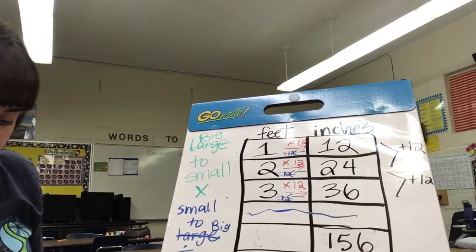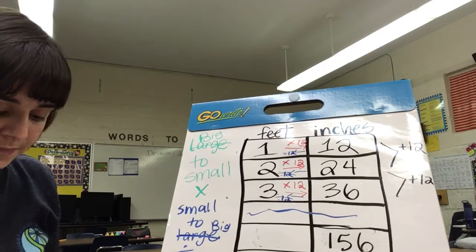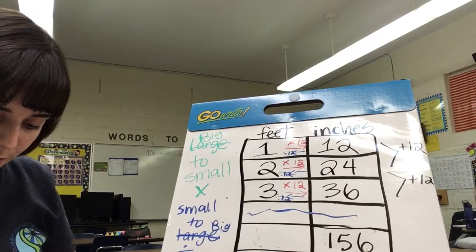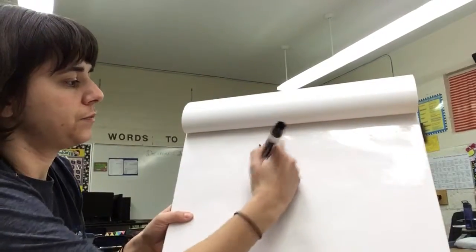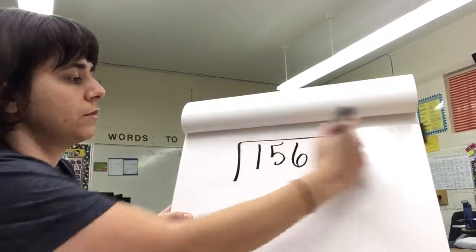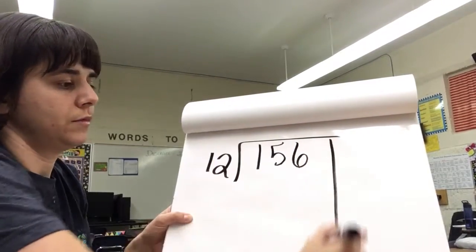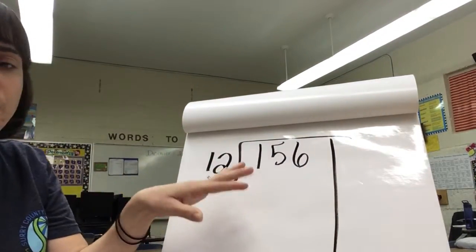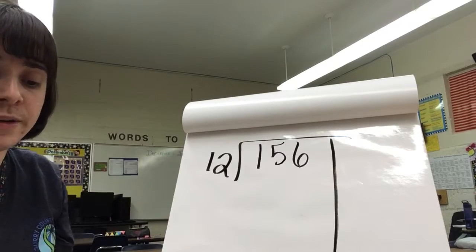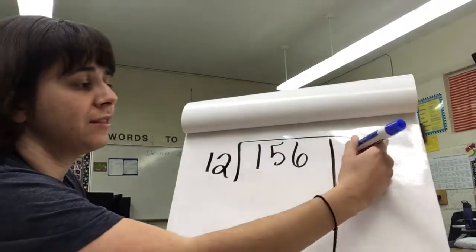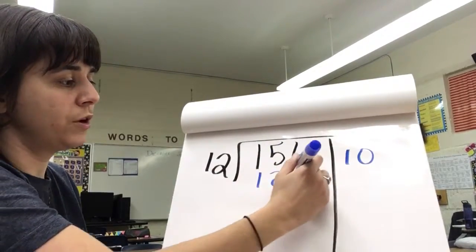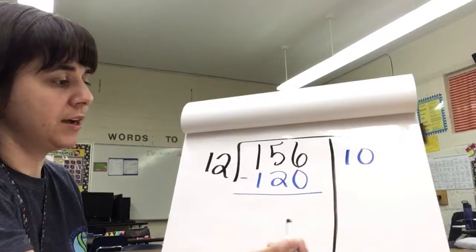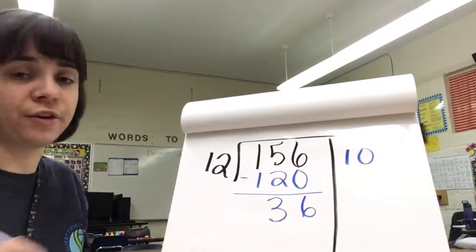So if we do 156 divided by 12, and I've already worked that out, but we'll do it again. I'm going to flip the page here. 156 divided by 12. I'm going to divide with the grouping method. You can do the standard algorithm. It's completely up to you. I know that at least 10 groups of 12 will go into this number. 10 times 12 is 120. I subtract. I'm left with 36.